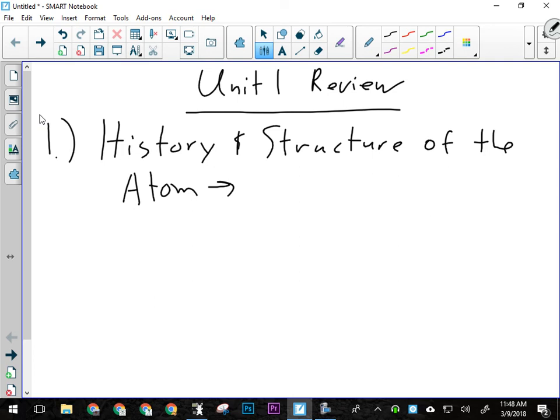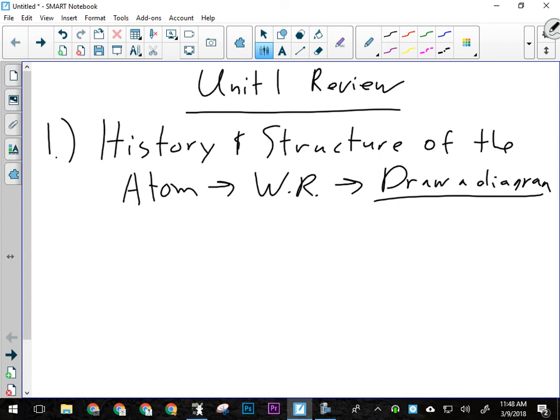Okay. Also, in terms of structure of the atom and numbers of particles, you are going to be asked in the written response to draw a diagram of an atom. I expect that diagram will be of the currently accepted model. Right, so you'll have to go through your notes, see which model we currently accept. And you're going to need to get the numbers of particles right.